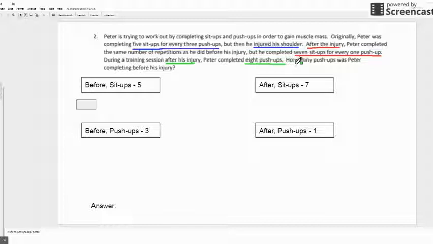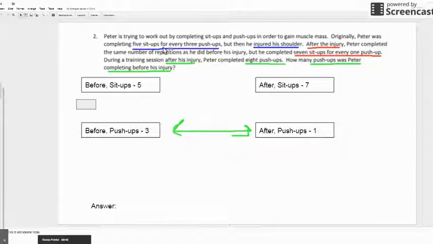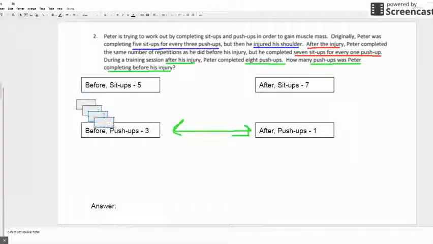Okay, let's keep going. How many push-ups was Peter completing before the injury? So that's the question. So really, we're only comparing these 2 items here. The other information has nothing to do with sit-ups, so we don't really need to work with this right now because there's no information on it. So we should create our tape diagrams for the push-ups though. So let's go ahead and copy this. Let's go ahead and need 3 for here. So let's go ahead and put 3 for before.